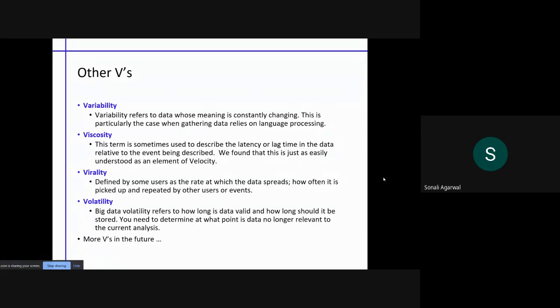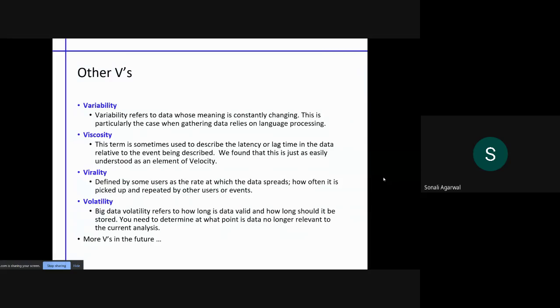There are other V's also, like the variability part. So variability means the data or the documents or the repositories which we are managing are constantly changing. Okay. So this change is something which needs all the models to be very, very adaptive. So that is very important.